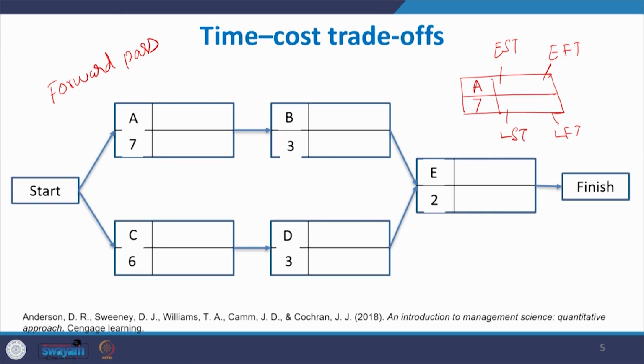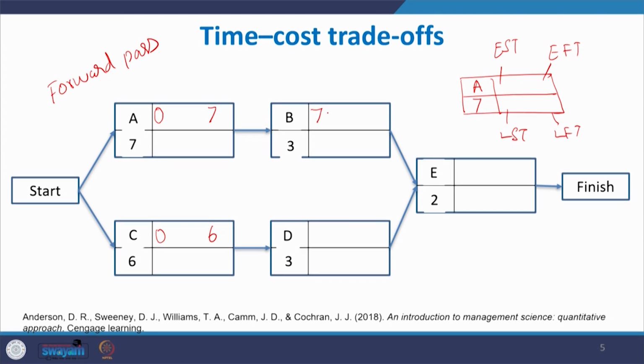What is this forward pass? For activity A there is no precedence, so it can start on the 0th day; that will be the earliest starting time. What will be the earliest finishing time? Duration is 7, so 0 plus 7 is 7. Similarly, activity C has no predecessor, so it can start on the 0th day and will finish on 0 plus 6, the 6th day. Activity B will start on the 7th day.